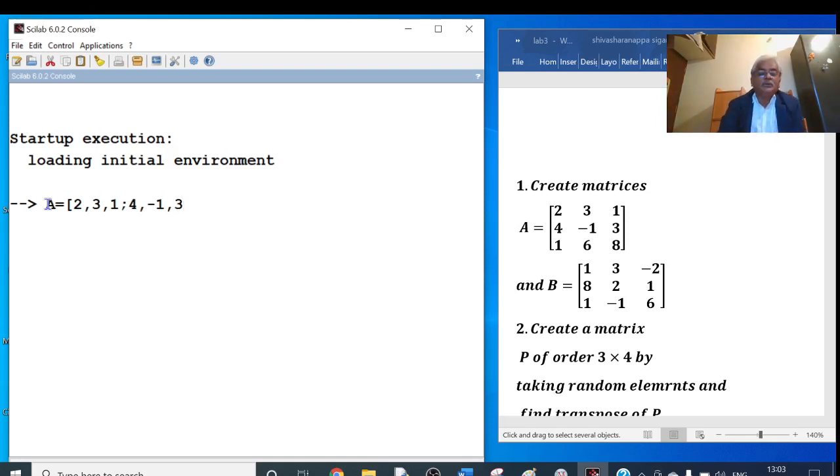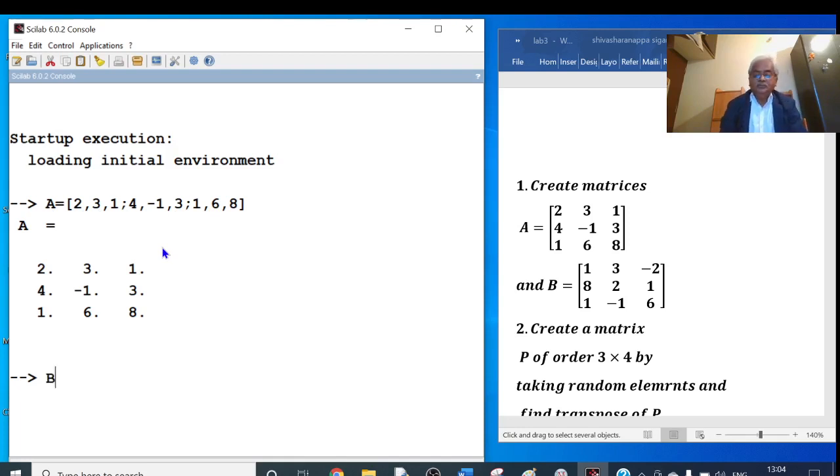Again, we put a semicolon. Now we write the elements of the third row: 1, 6, 8. Now close this square bracket. Now if I press the enter button, I am getting this, my matrix A. Like this we can create matrices. So here I have taken commas between two elements.